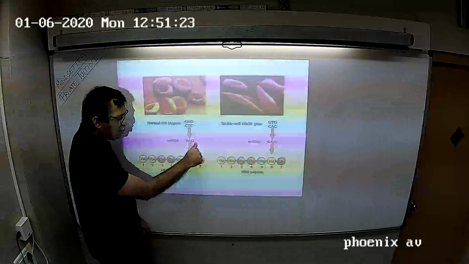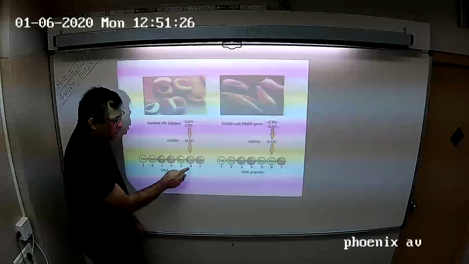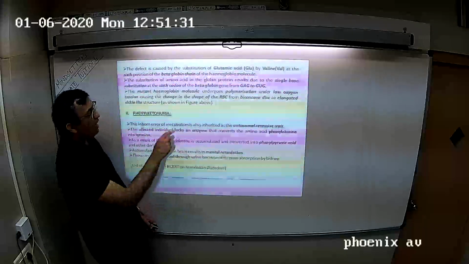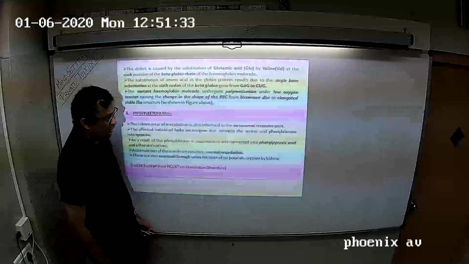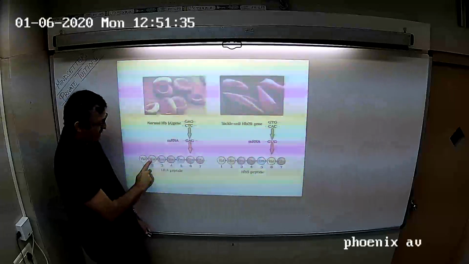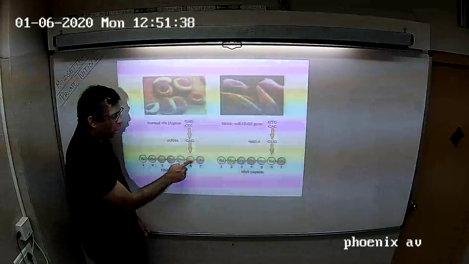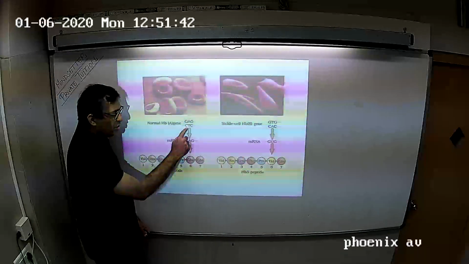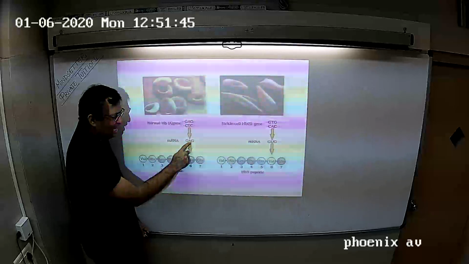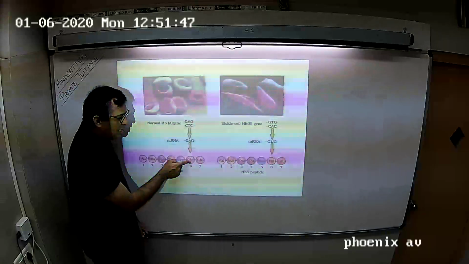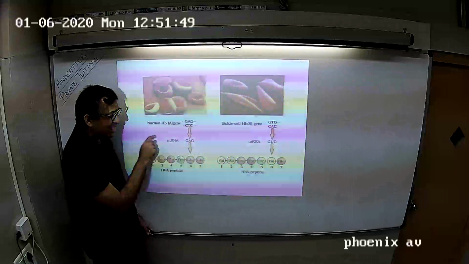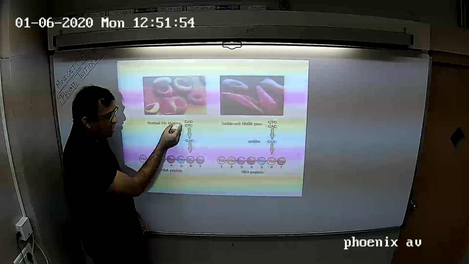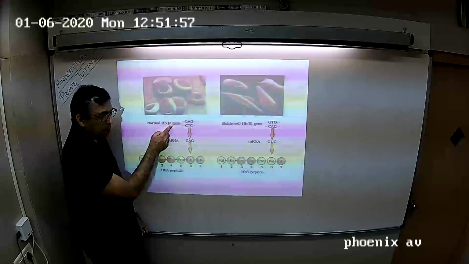CTC will undergo transcription to form GAG. GAG will undergo translation to form glutamine. So sir, glutamine or glutamic acid. So glutamic acid is the sixth amino acid. So 6 codons form 6 amino acids and CTC forms GAG. GAG attracts glutamic acid as the 6th amino acid. Now, this is a normal gene HbA.